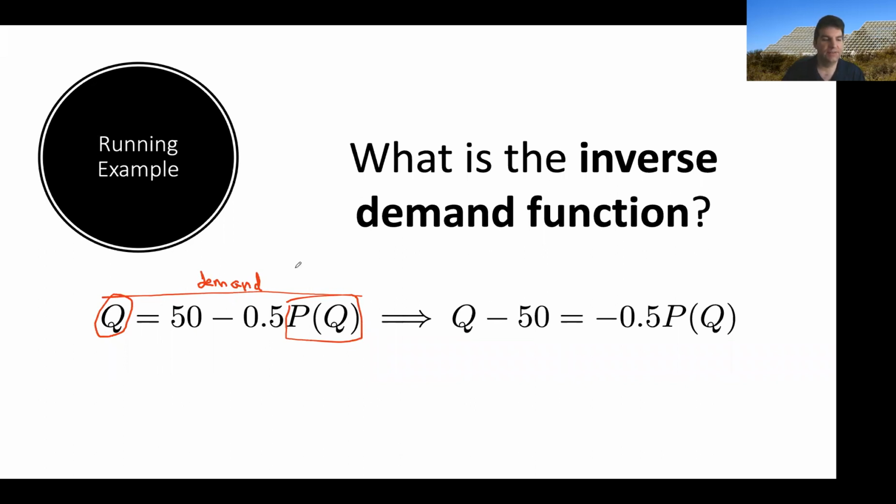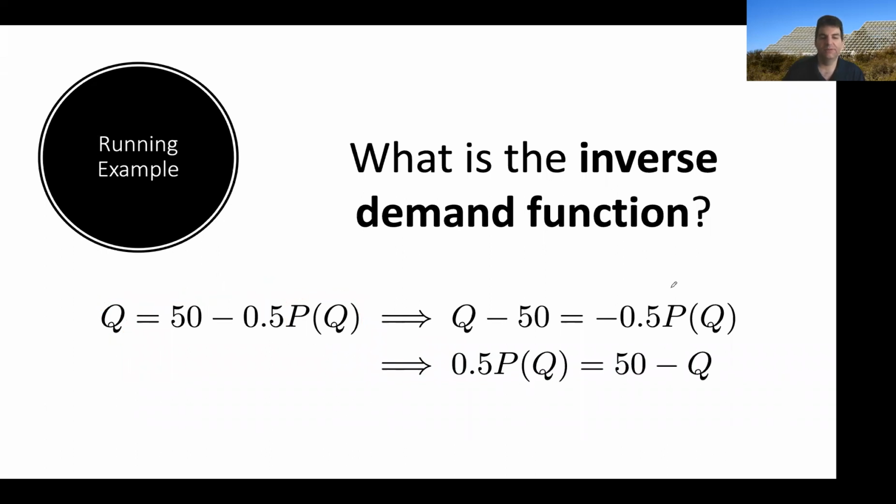So I take this demand function, and I'm going to subtract 50 from both sides. That leaves me with this expression over here. Then I can swap them on the 2 different sides. So I'll put the Q minus 50, or basically I can multiply both sides by -1. So this Q minus 50 turns into a 50 minus Q, and this negative 0.5 turns into a 0.5. That's another way to view it.